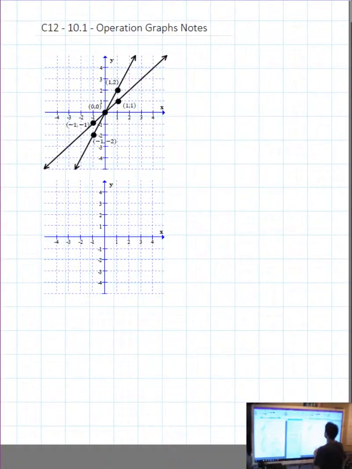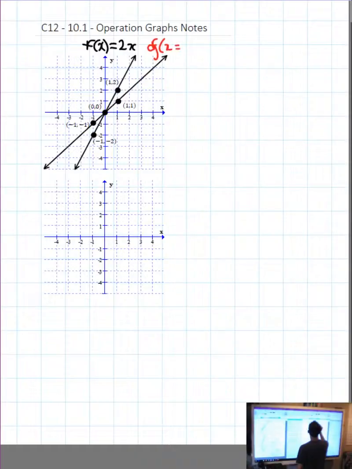Okay, so let's take two different functions. We've got some functions in your notes, and if you remember from grade 10, we have f of x equals 2x, a line with a slope of 2 and a y-intercept of 0, and g of x is equal to x. So we have a function f of x, and we have a function g of x.